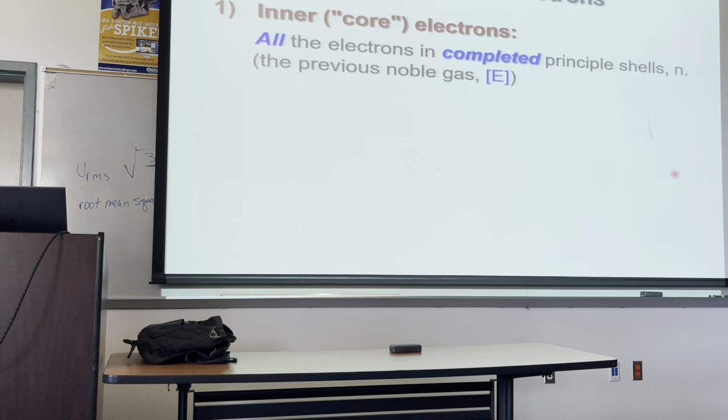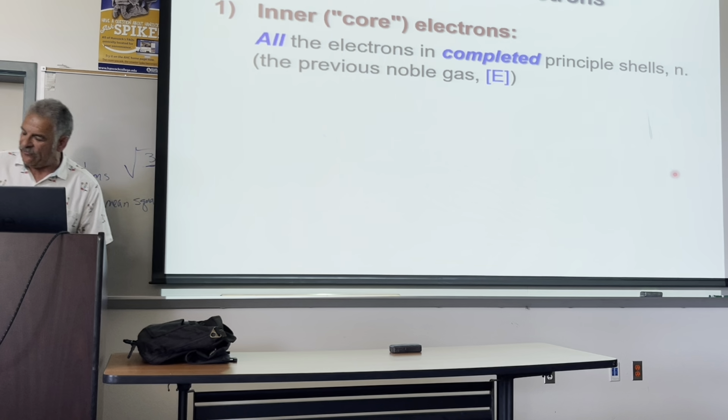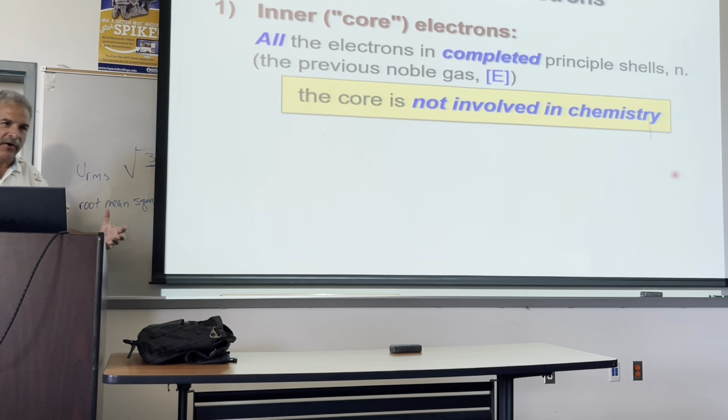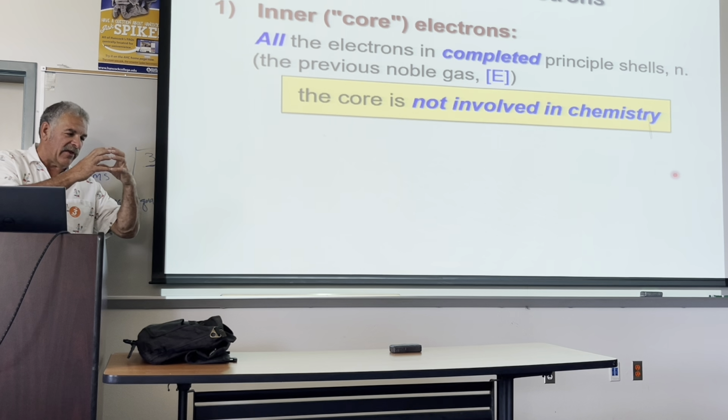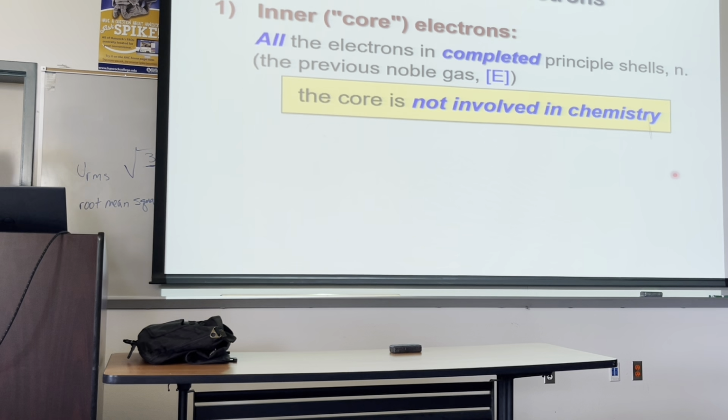All right, so we have 2 types of electrons. We have the inner core electrons, all the electrons in completed principal shells, the previous noble gas, right? We also have to say the core is not involved in chemistry. Core electrons stay with the element. They're not going to be involved, because why? Because the chemistry happens on the outside, not on the inside, which is the exact opposite of psychology.